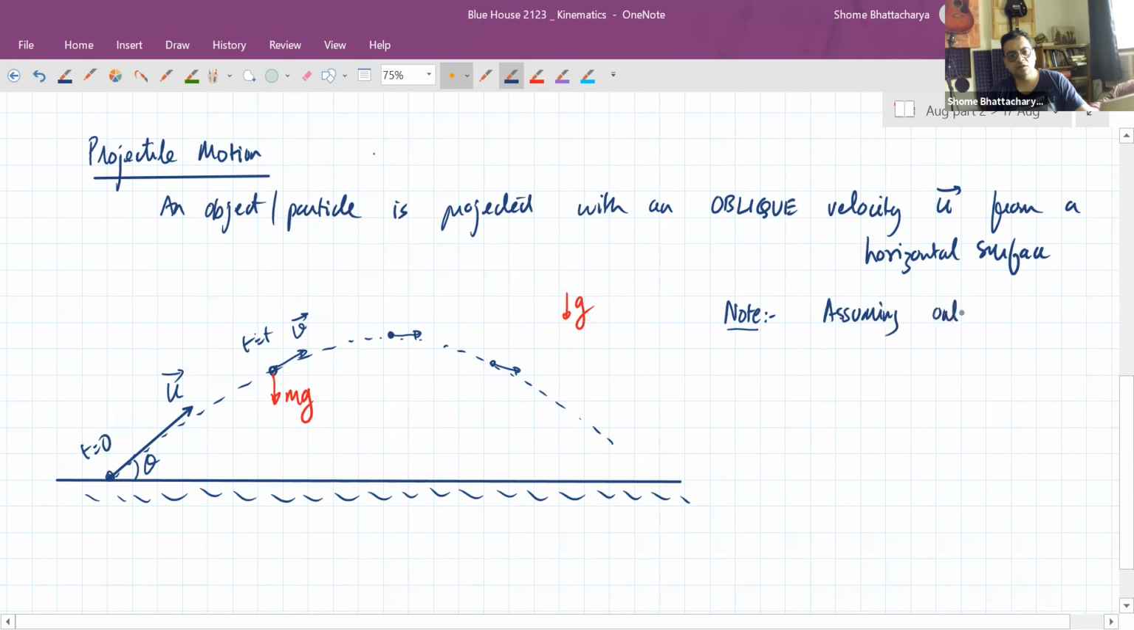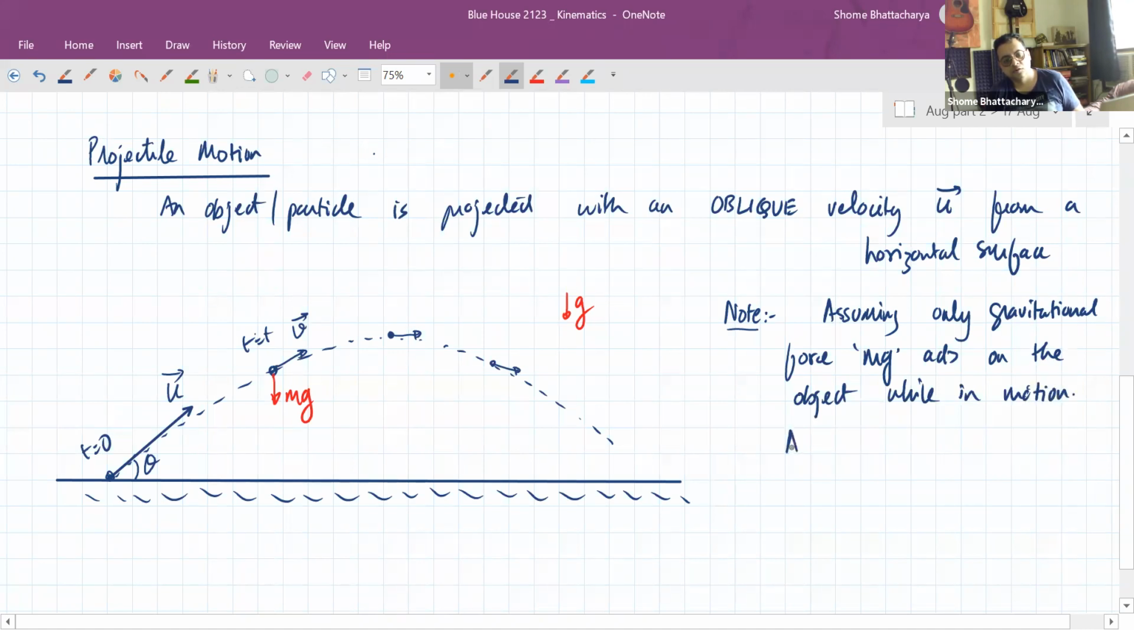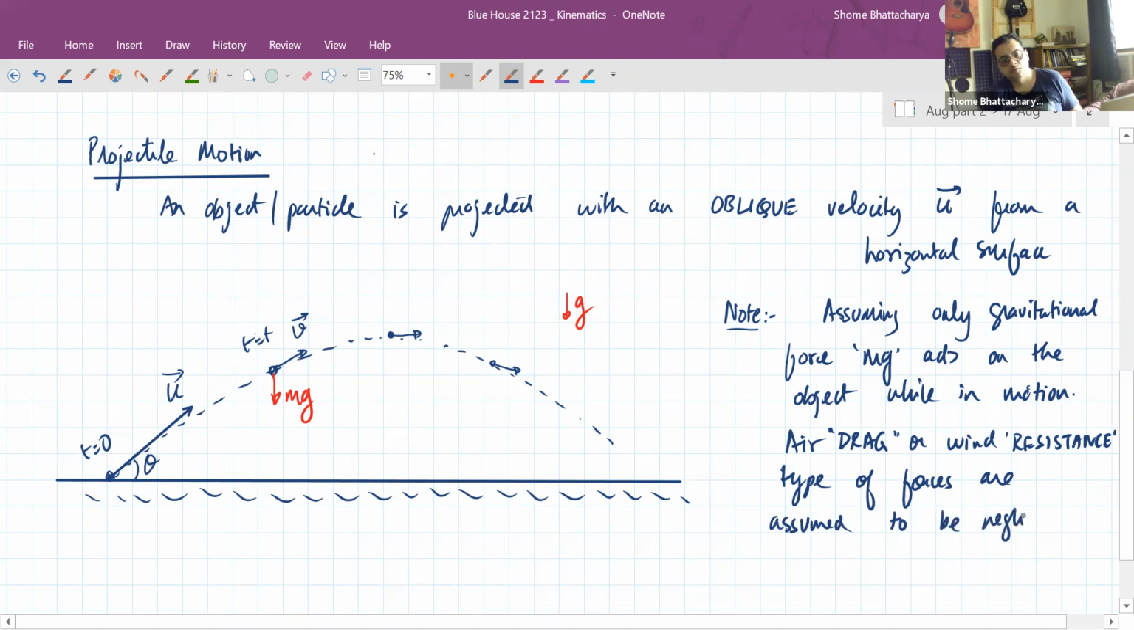Assuming only gravitational force, mg, acting on it while it is in the air, drag or wind resistance type forces are assumed to be negligible in this particular study of projectile motion.